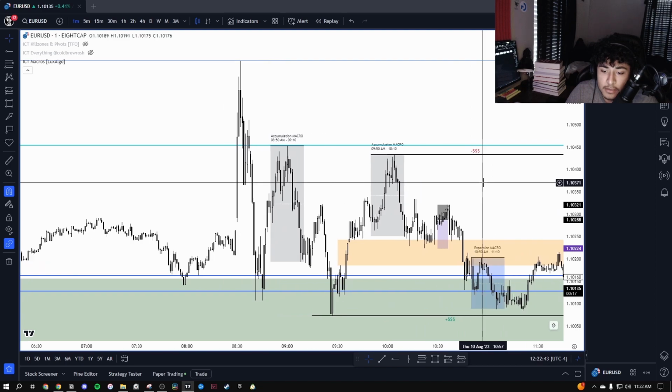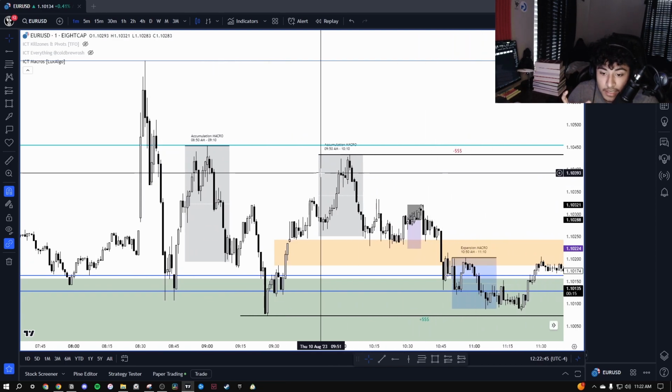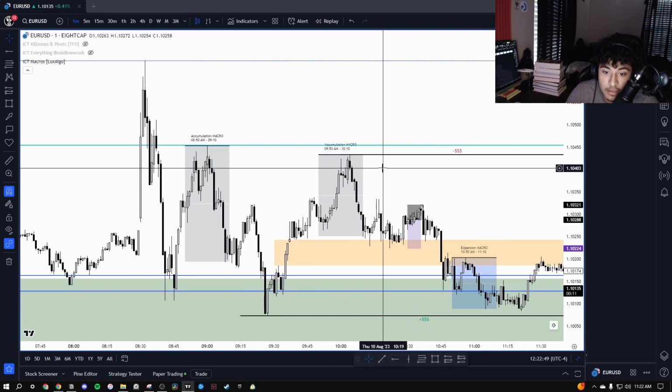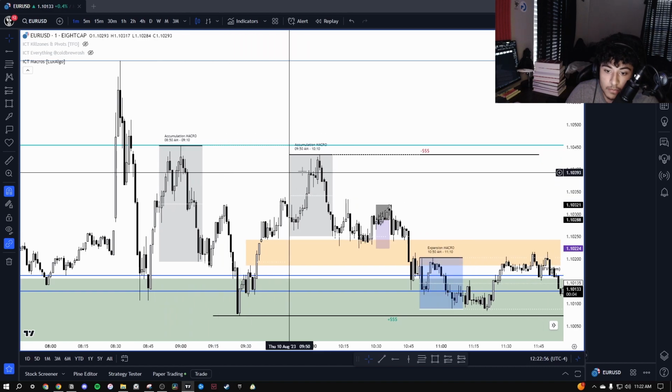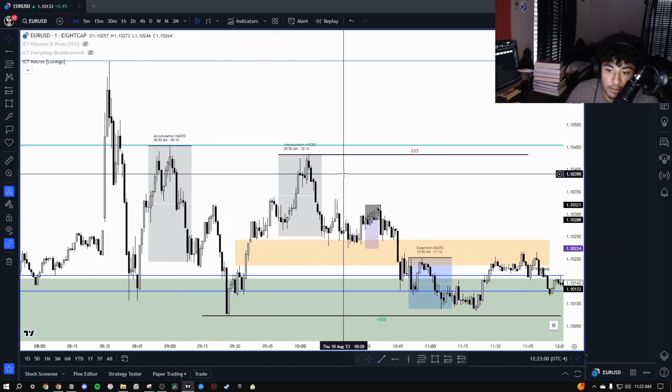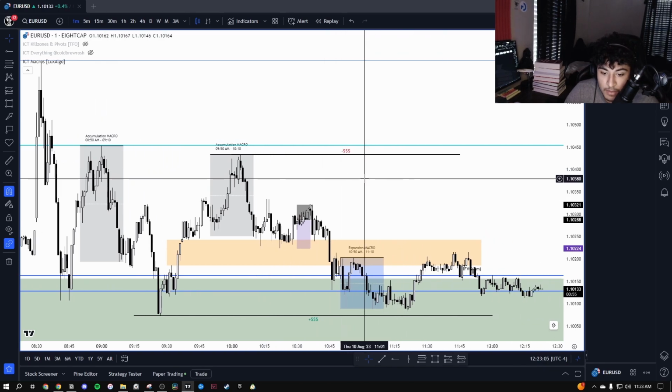So ICT macros are basically little time windows or pockets where price will seek liquidity and move at a quick speed. That's why he usually trades the macros and uses them. These are very powerful if you want to use them. I don't have it on my chart because I already have it written down on a piece of paper, and I remind myself what time the macros are usually happening.